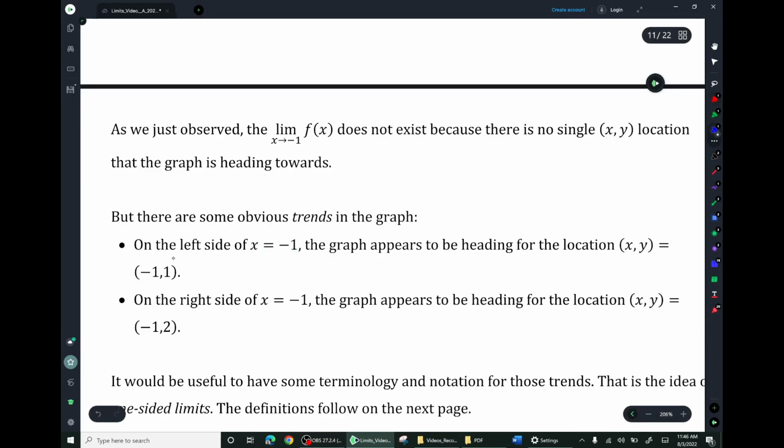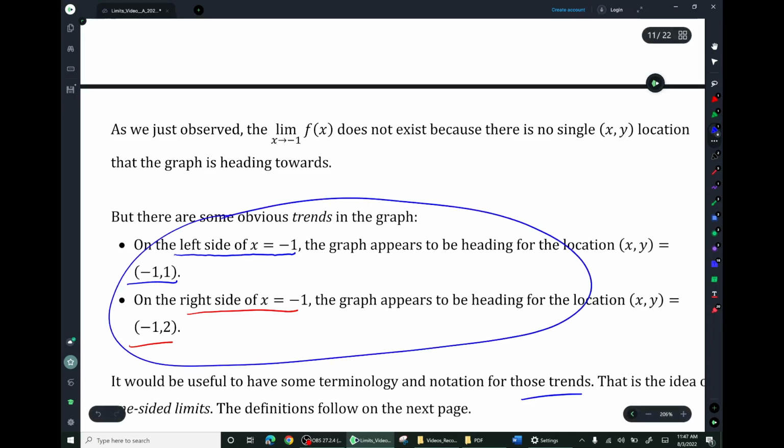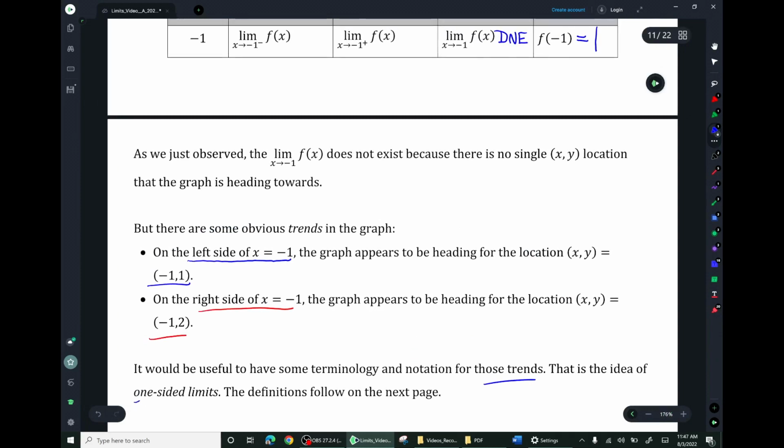So we have this trend. On the left side, the graph appears to be heading for this location, and this trend on the right side of x equals -1, the graph appears to be heading for this location. Well, so those are trends, and remember that limits are about trends in graphs. So it would be nice to have some terminology and notation for these trends. Well, that's the idea of what are called one-sided limits. The definitions follow on the next page.